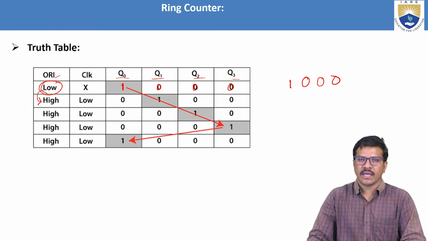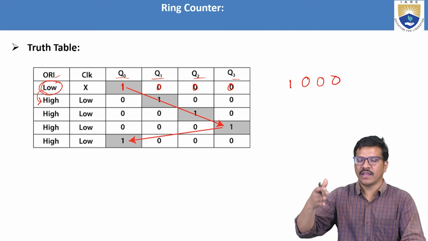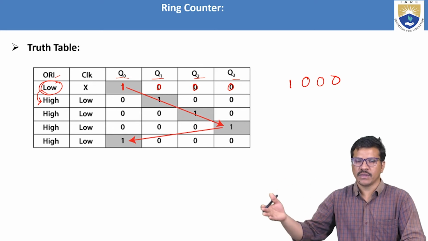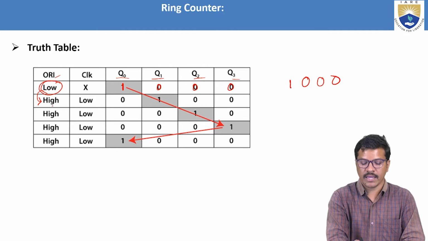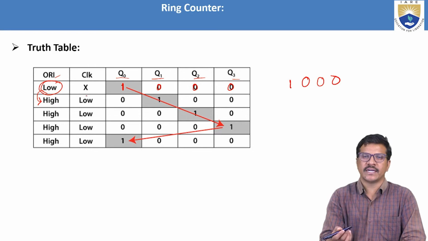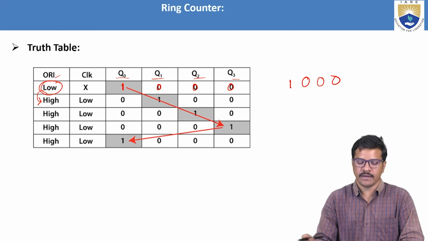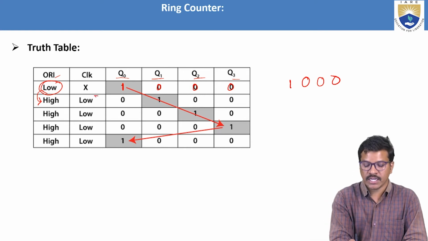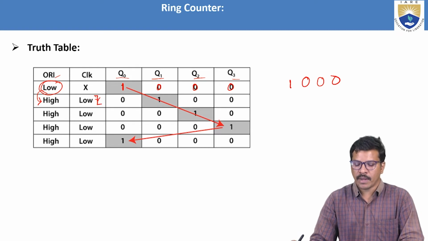From now onwards, based on the clock application, the states of the flip-flops change and are passed through the flip-flops. So when the reset is high and the clock pulse changes from logic 1 to logic 0, which we can represent as low or active, like a negative edge trigger, then what happens?